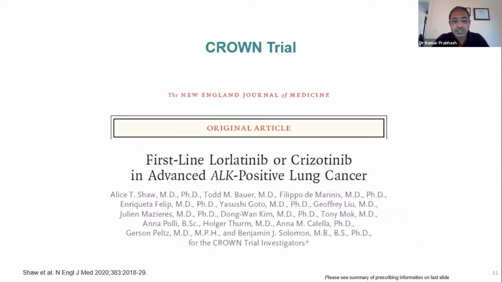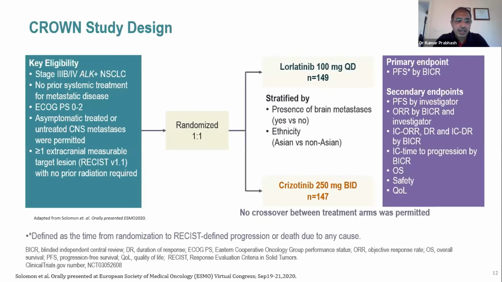You had initial trials in the second line setting, which led to the trial we all know about, called the CROWN trial. This was a randomized trial comparing lorlatinib, 100 milligram daily, to crizotinib, 250 milligram BID. These were patients with stage 3B or 4 ALK positive disease, treated with palliative intent. They were treatment naive, with ECOG performance status 0 to 2. Asymptomatic, treated or untreated CNS mets were permitted.